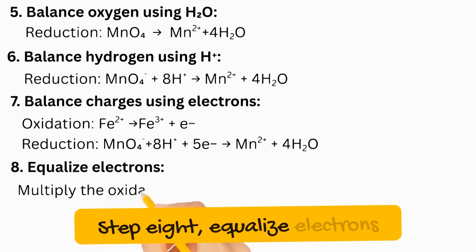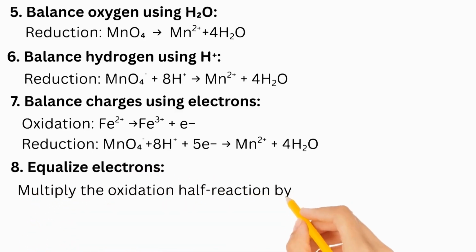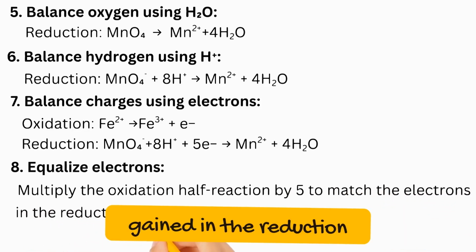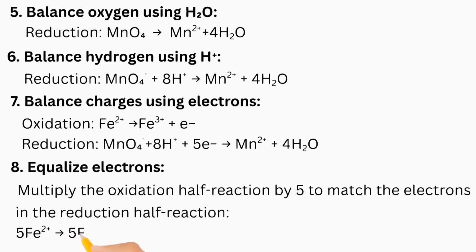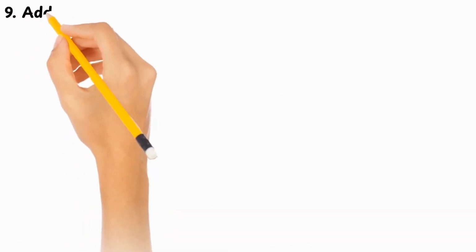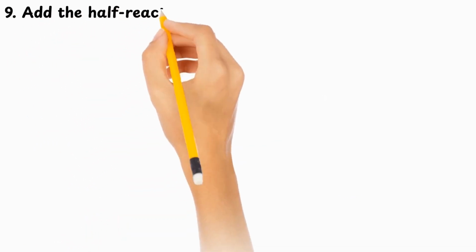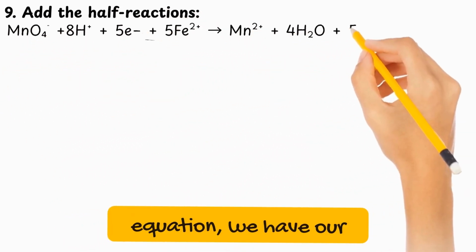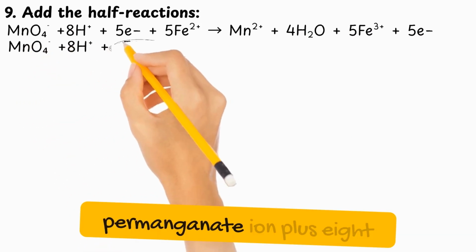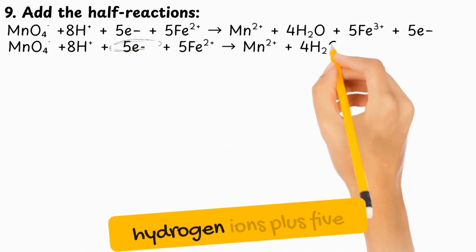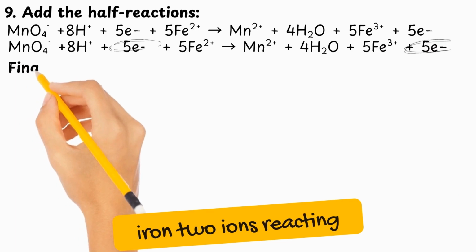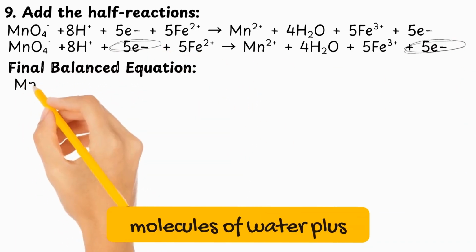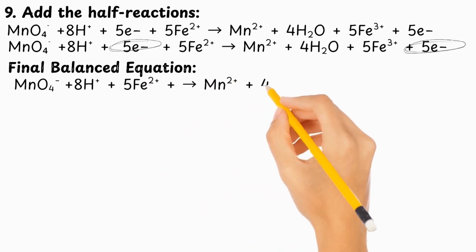Step 8. Equalize electrons in both half reactions. Multiply the oxidation equation by 5 to match the number of electrons gained in the reduction reaction. Step 9. Add the half reactions. That is, combine the two half reactions. And after canceling out the 5 electrons from both sides of the equation, we have our final equation as 1 permanganate ion plus 8 hydrogen ions plus 5 iron 2 ions, reacting to yield 1 manganese 2 plus 4 molecules of water, plus 5 iron 3 ions.